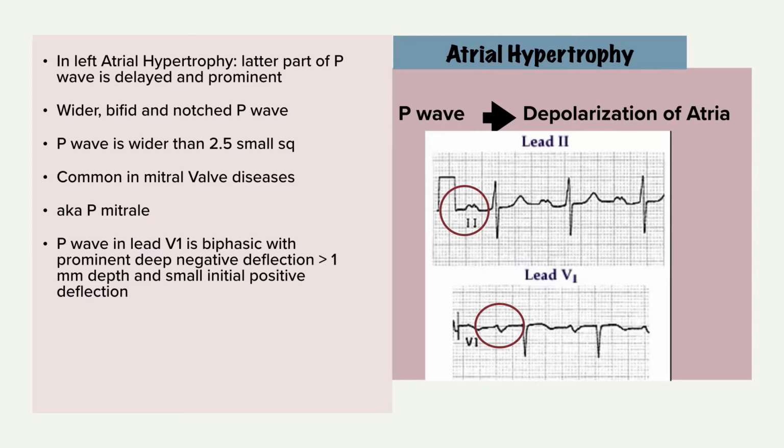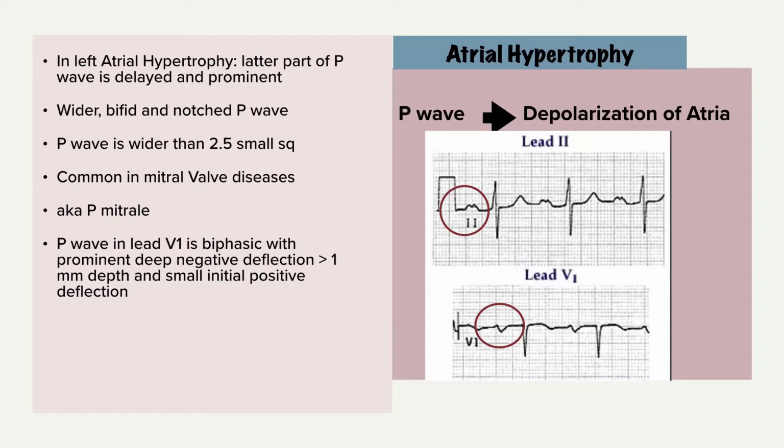This ECG shows a wide and notched P wave, which is 3 small squares wide, and P in lead V1 is biphasic with a prominent deep negative deflection. This is due to left atrial hypertrophy.